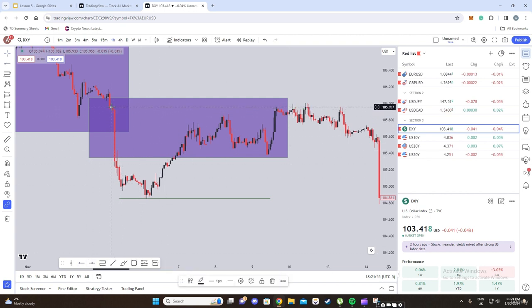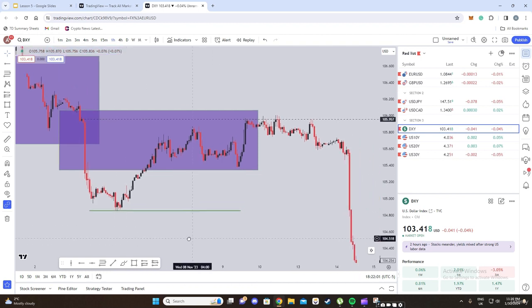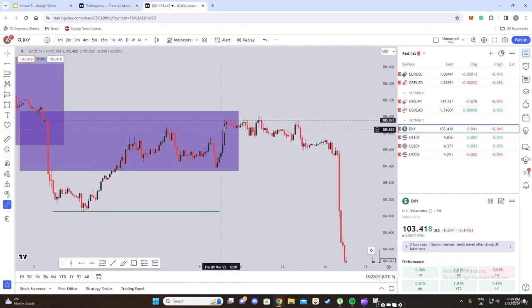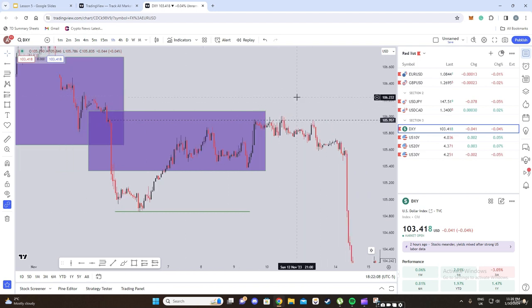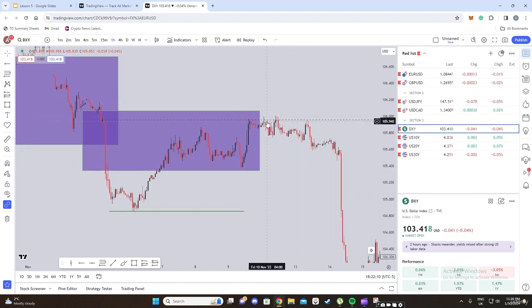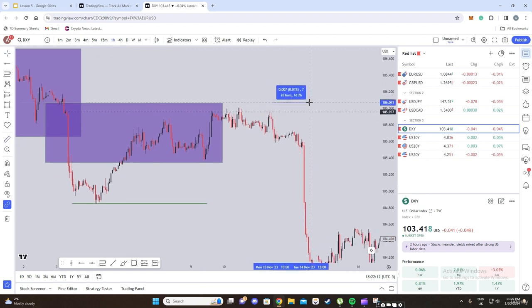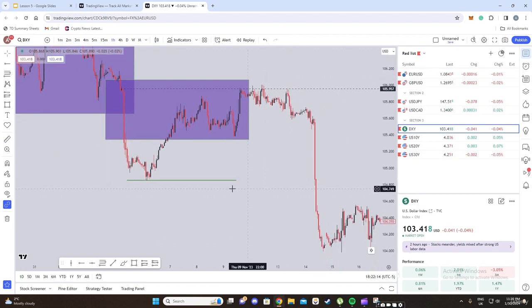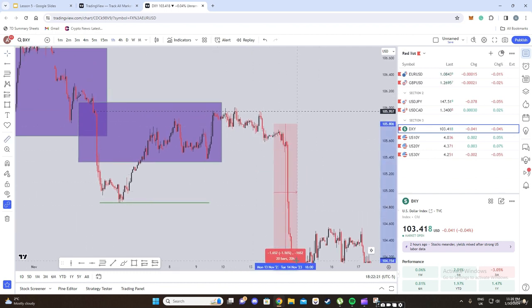So price came down to this hourly order block. Let me just make it dashed so we can identify it. Order block. And look, the bodies of the candle respected the high of this order block. So after that, price was at this order block level, you can expect price to continue trading lower, targeting this low resistance sell side liquidity. And that's exactly what happened.